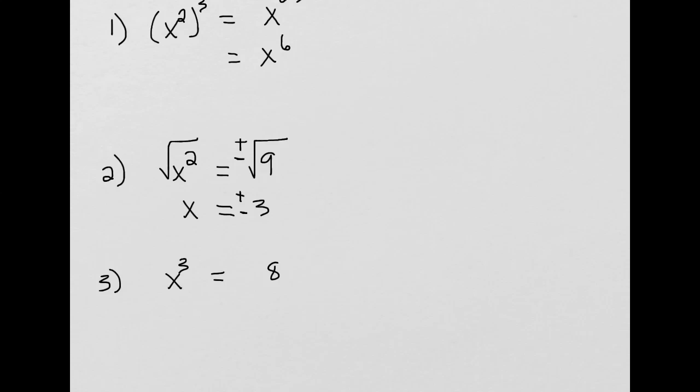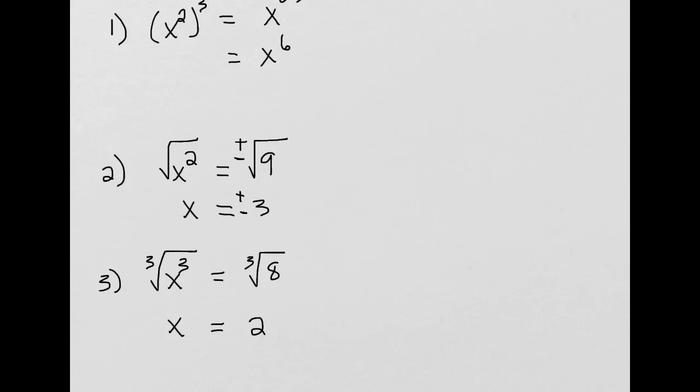What about when I am solving power equations where I have an odd exponent, like in number 3? Well, to undo that exponent, again, I would apply a radical. In this case, I would apply the cube root to both sides of the equation. And so I'd be left with x on the left-hand side. On the right-hand side, I'd be left with cube root of 8 is 2.